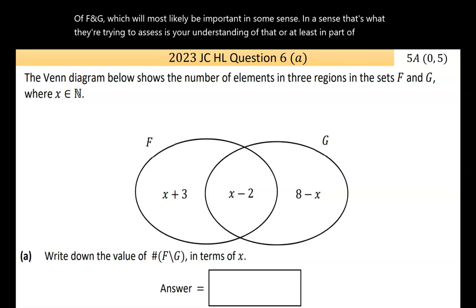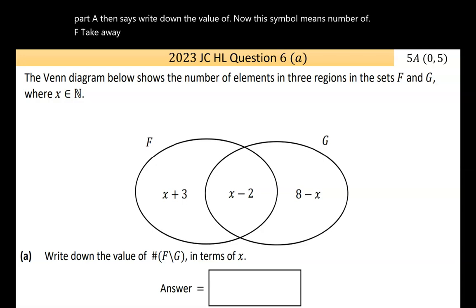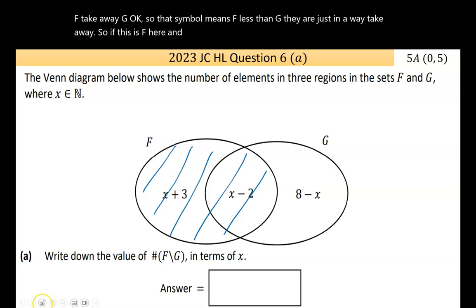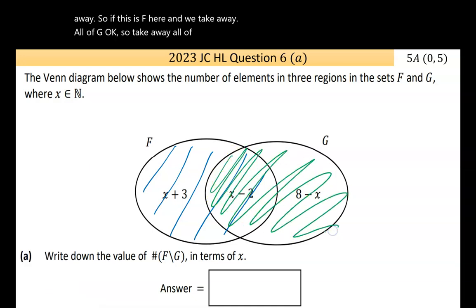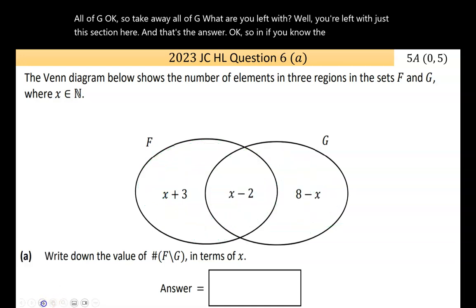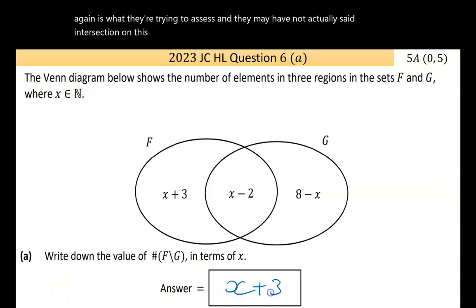So part A says, write down the value of, now this symbol means number of, F take away G. That symbol means F less G, or just in a way take away. So if this is F here, and we take away all of G, what are you left with? Well, you're left with just this section here. And that's the answer. So if you know the terminology, which is what they're trying to assess, you're good to go.